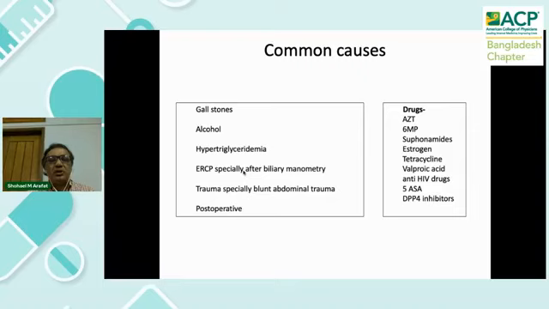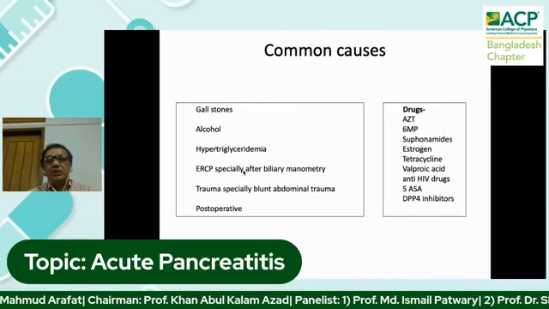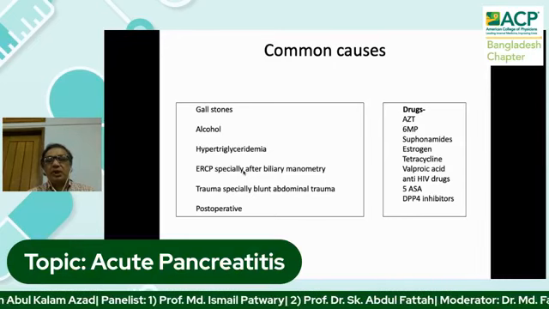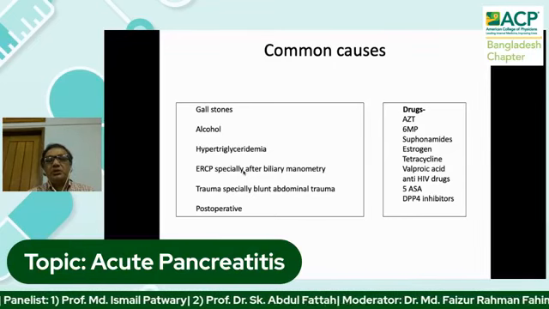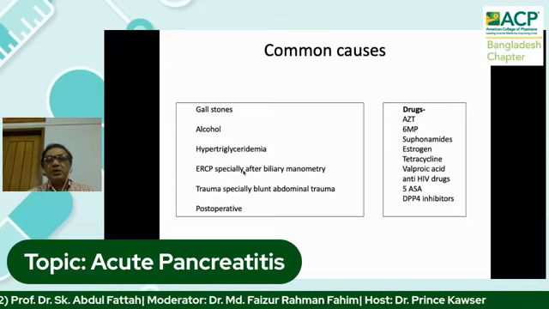our setup. And we should not forget the drugs which also may cause acute pancreatitis. This starts from azathioprine, 6-mercaptopurine, sulfonamides, estrogen, tetracycline, valproic acid, anti-HIV drugs, 5-aminosalicylic acid, DPP-4 inhibitors just like gliptins, and so on. So nowadays, the gliptins possibly are one of the important causes of acute pancreatitis in our setup because that is a very popular drug to treat the diabetic population.